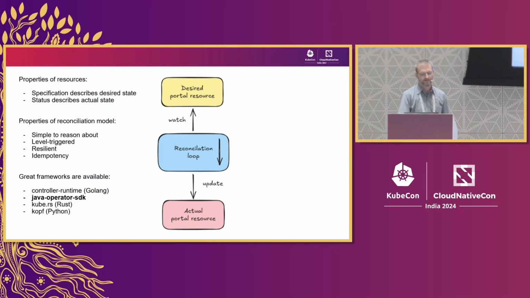So in order for the model to work, there are great frameworks available already. Controller runtime, if any of you have created controllers, you probably have used that. It's part of the Kube operator SDK. There's the Java operators SDK. As I said before, we are a Java shop, so that's what we used. But basically any language you like, there's Kube for Rust, and there's something called Copper for Python. They all implement this type of controller logic that you can just take down and start using.